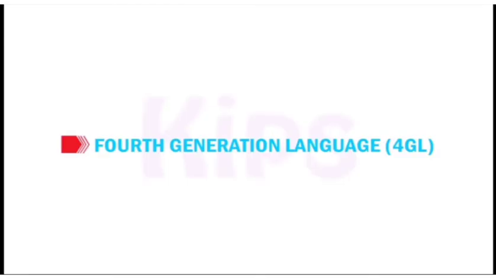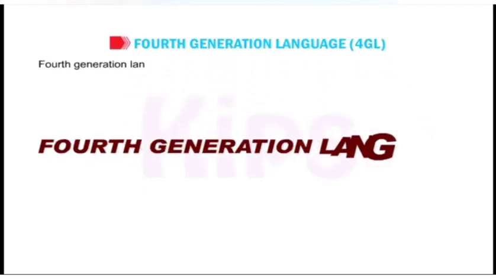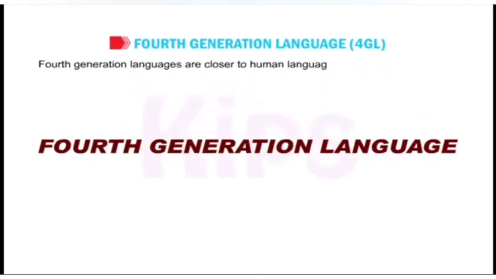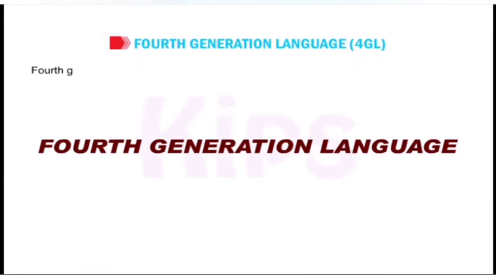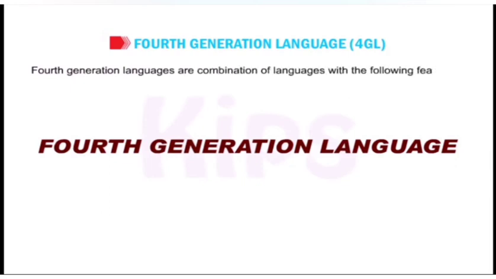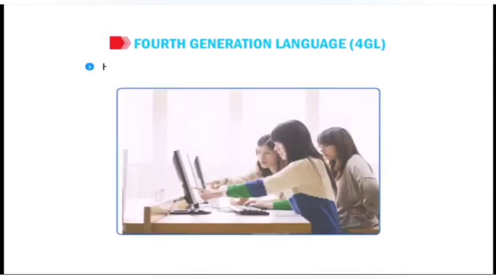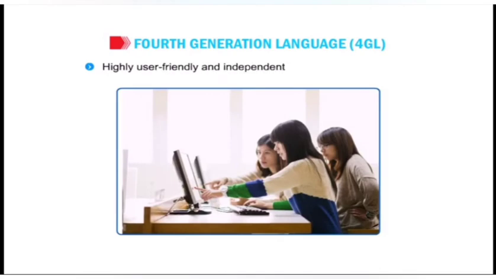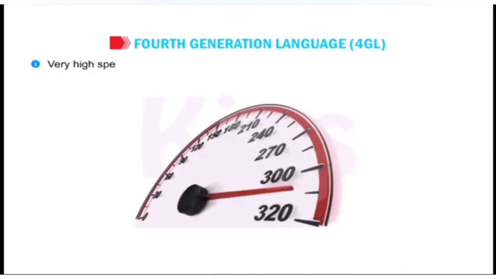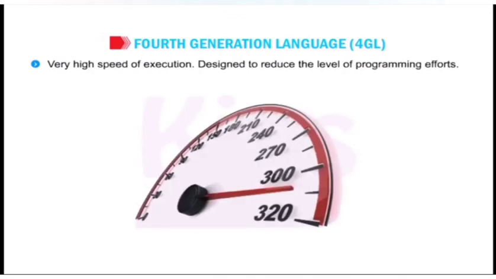Talk about the fourth generation language, 4GL. Fourth generation languages are closer to human language than any other high-level languages. Fourth generation languages are a combination of languages with the following features. Highly user-friendly and independent of any operating system. Very high speed of execution, designed to reduce level of programming efforts.